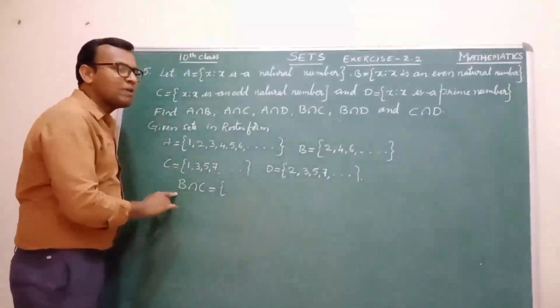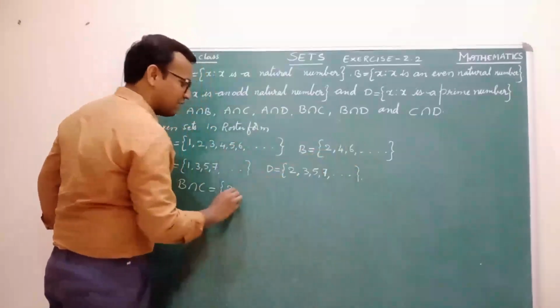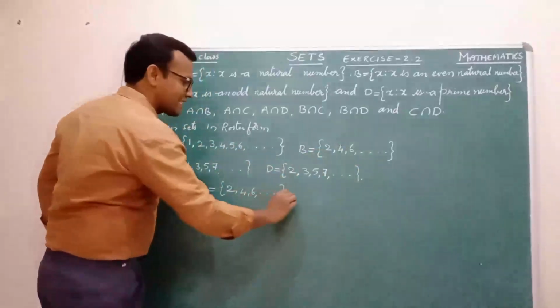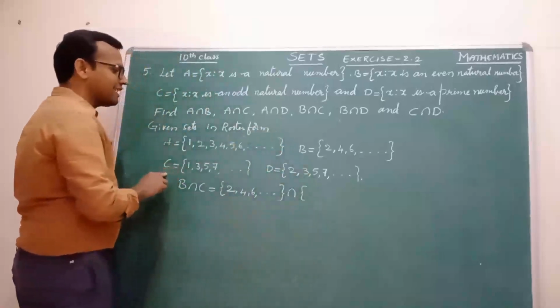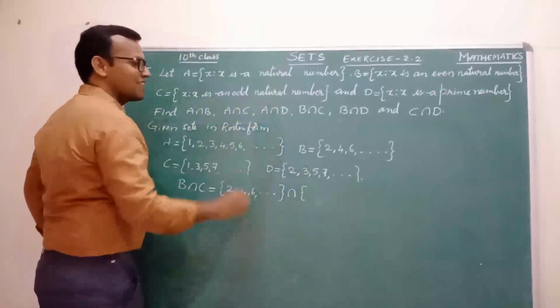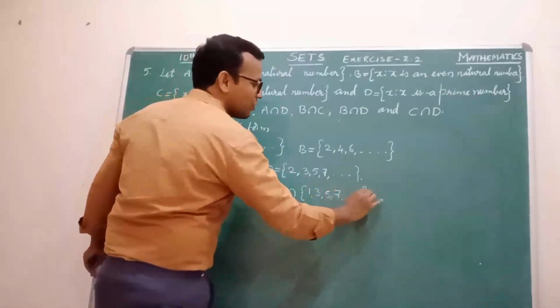Let me write set B first. What is set B? Set of even natural numbers: 2, 4, 6 and so on. Intersection C. What is set C? C is the set of 1, 3, 5, 7, that means odd natural numbers, 1, 3, 5, 7 and so on.